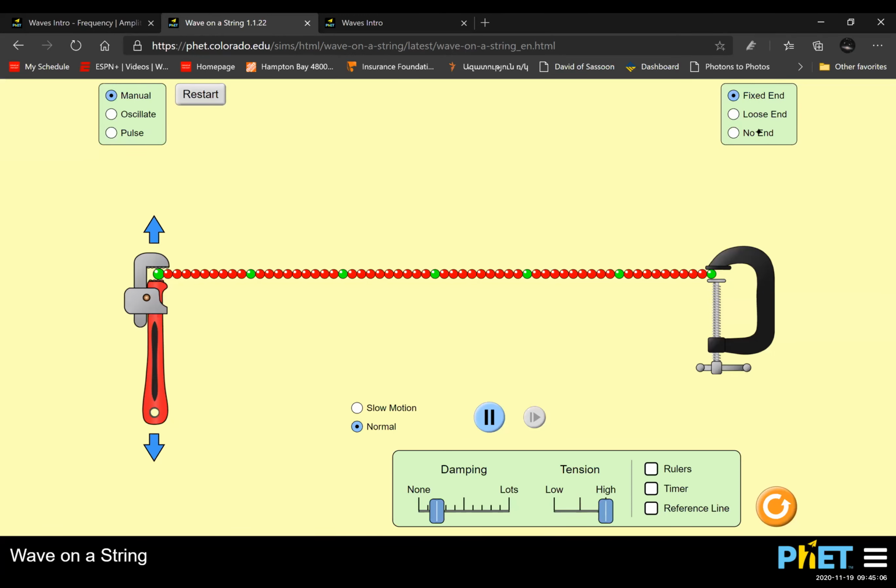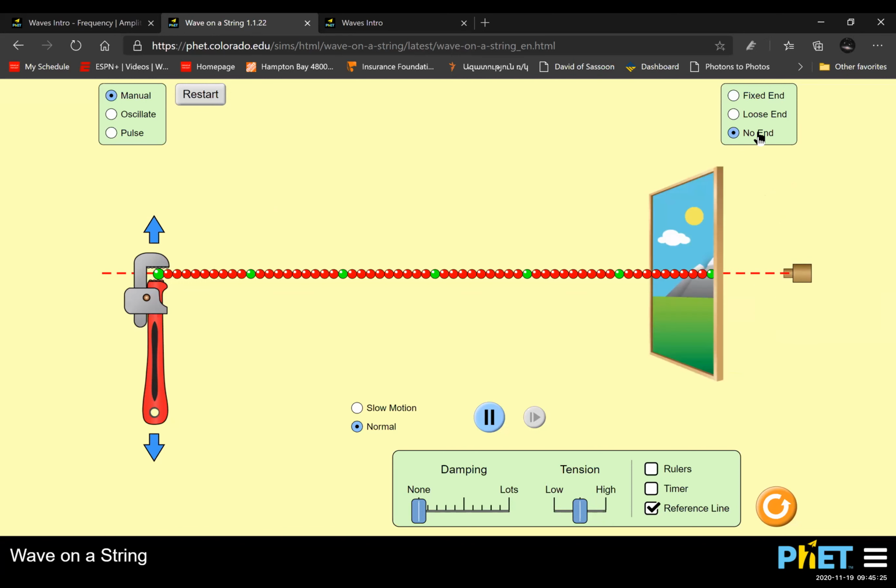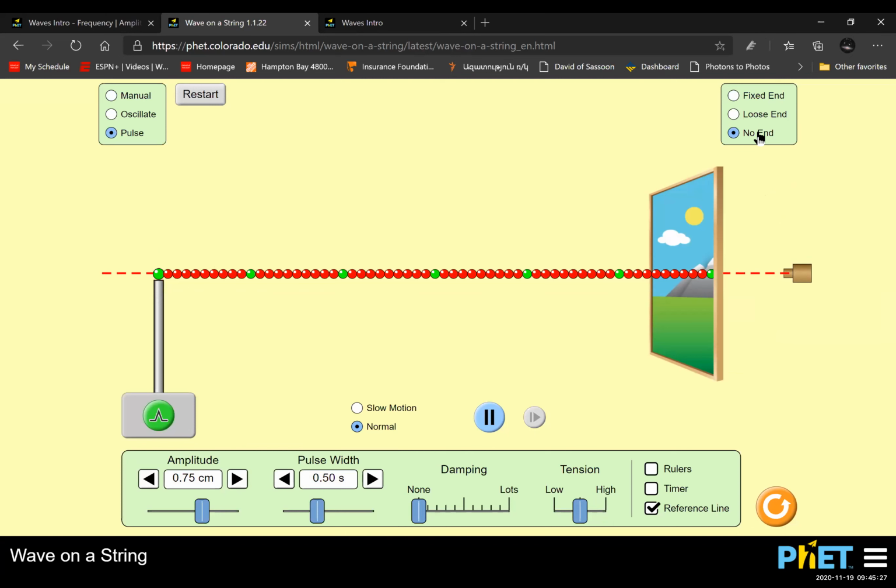But one thing we can see here is, for example, here I have a string type of setup, where we can then create a disturbance. So let's say there is no damping, and tension, let's say, is medium. And we have a reference line that I can move here. And let's say this is no end. And I'm going to create a pulse. Let's say first I'm going to create a pulse. See, if I create a pulse, it's moving like that.